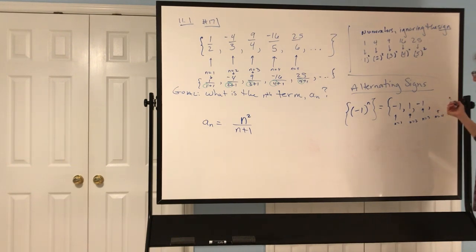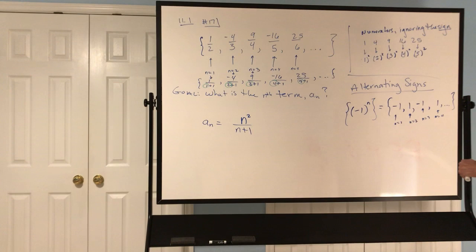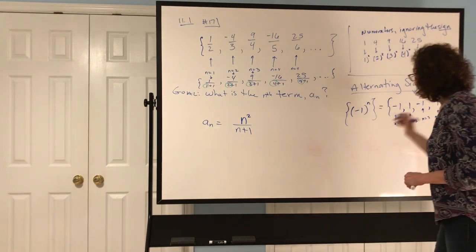Negative 1 to the 4th is 1, right? So what does this sequence do? It just alternates sign between negative 1 and 1. Okay? What else could I do?